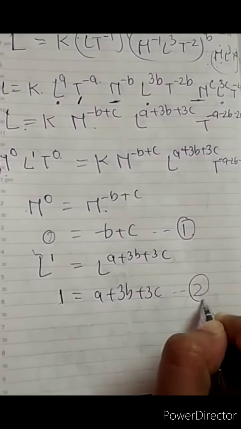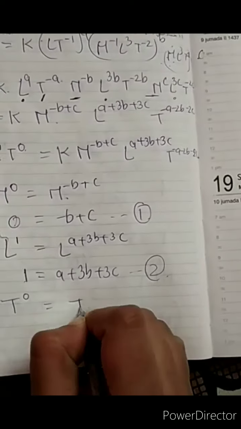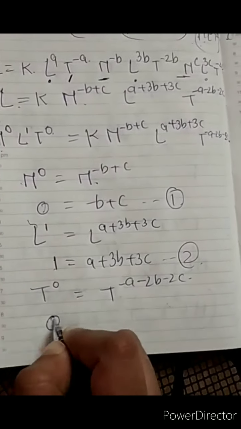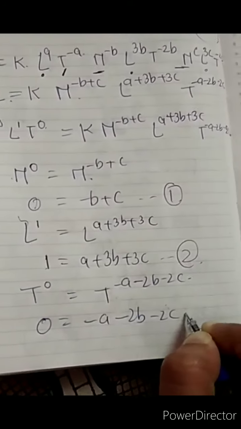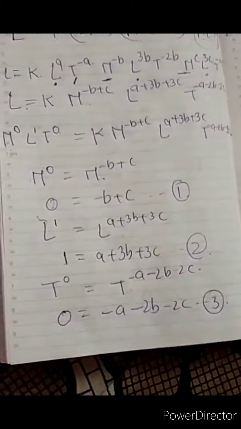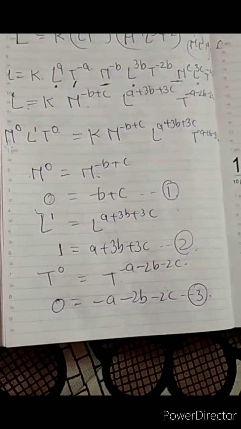Equation second: T to the power 0 is equals to T to the power minus a minus 2b minus 2c. So 0 is equals to minus a minus 2b minus 2c. This is equation third. Now you have to solve equations 1, 2 and 3 and get the values of a, b, c.